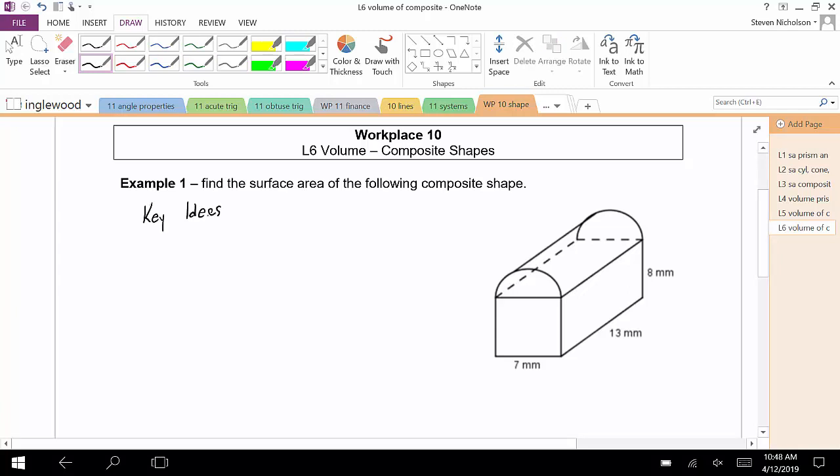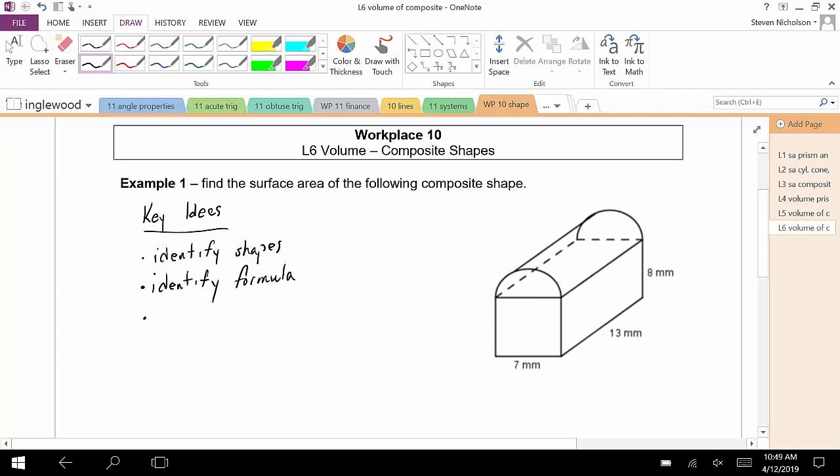The first one is to identify the shapes. So in our example to the right, we have a rectangular prism on the bottom and we have a half a cylinder on top. The other thing then, as soon as you identify the shape, is to identify the formula that you need.